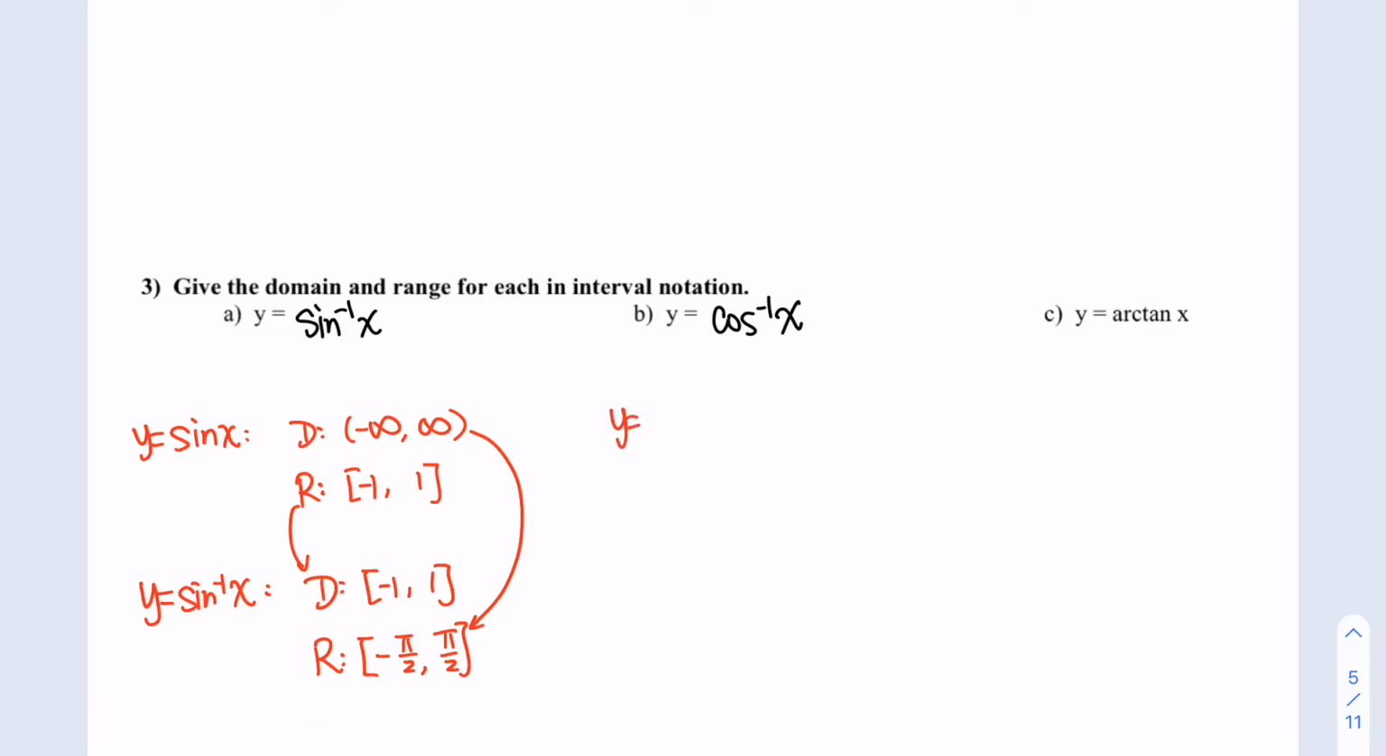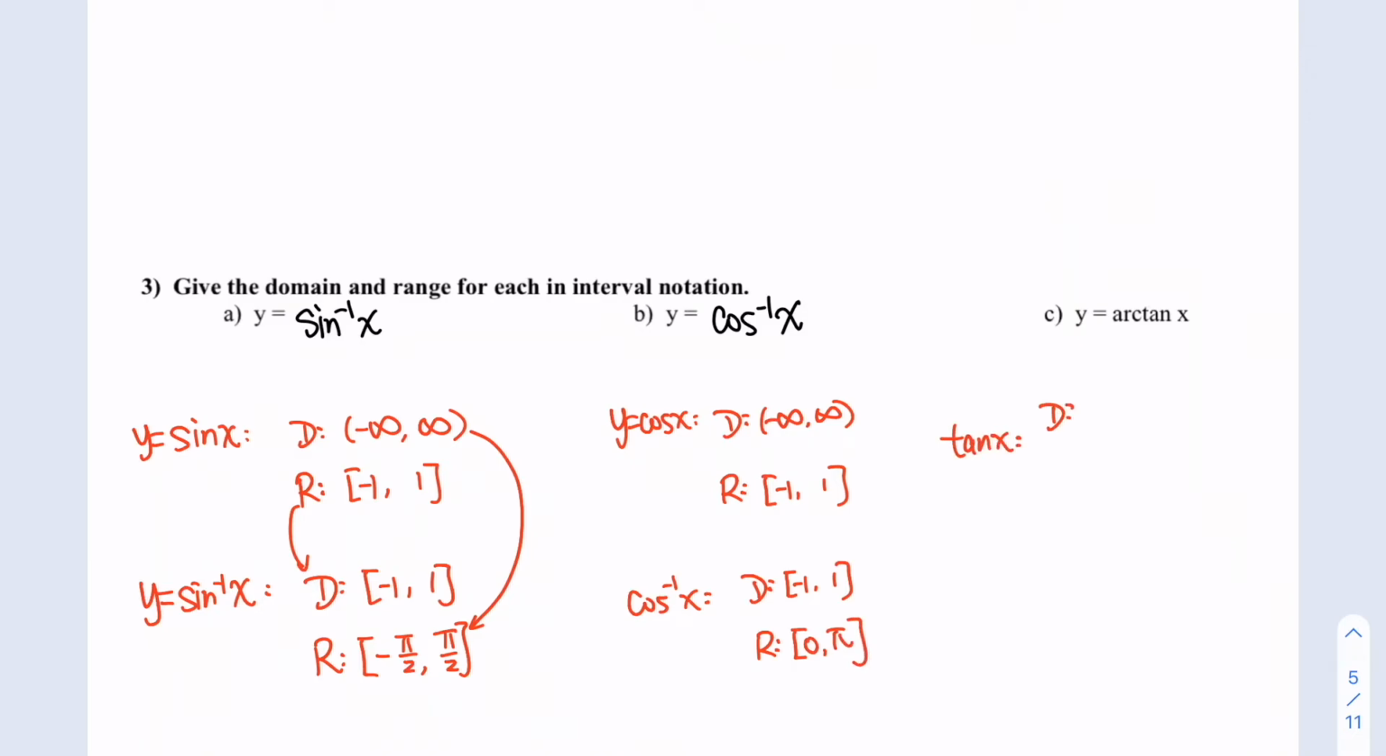Similarly, for cosine, the domain is negative infinity to infinity, and the range is negative 1 to 1. So for cosine inverse, the domain is negative 1 to 1, and the range will be 0 to pi. For tangent of x, the domain is all numbers except certain values, and the range will be all real numbers.